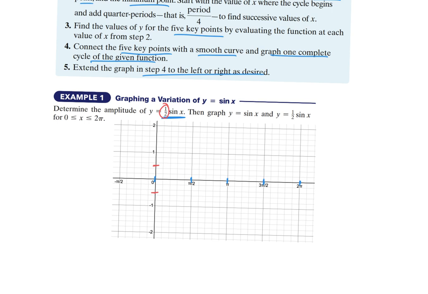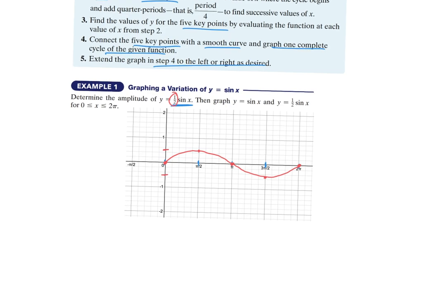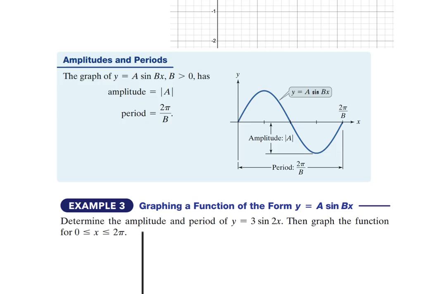That's what it means when it says find the 5 key points. Now, if there's no shift horizontally, if there's nothing inside, those will always be our 5 key points. And then we graph the points. So we've got 0, 1/2 instead of going all the way up to 1, back to our equilibrium line, down to our negative amplitude, and then we connect this with a curve. Your curves don't have to be great, but I do not want to see straight lines. We need to know that it is a smooth curve. So that's example 1. So now let's look at how to find the amplitude and period.